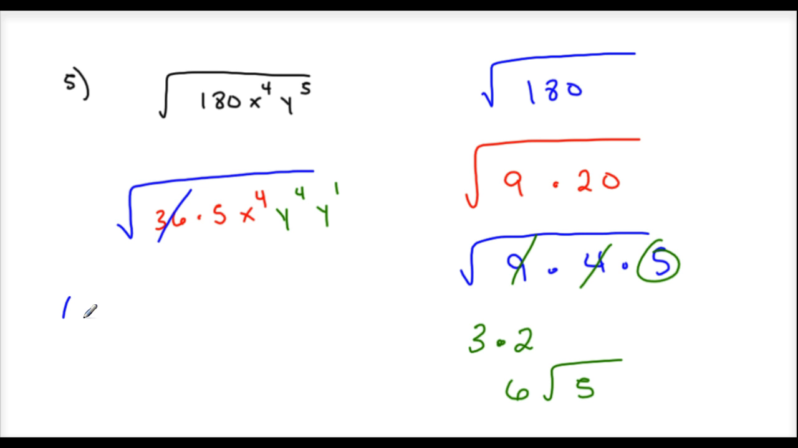Square root of 36, 6. Square root of 5, stays. Square root of x to the 4th, x squared. Square root of y to the 4th, y squared. Square root of y to the 1st, stays inside. So I got 6x squared, y squared, radical 5y.